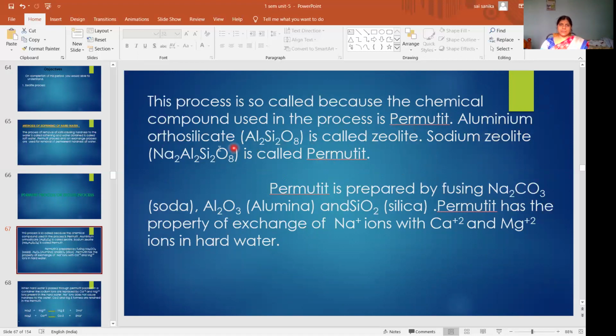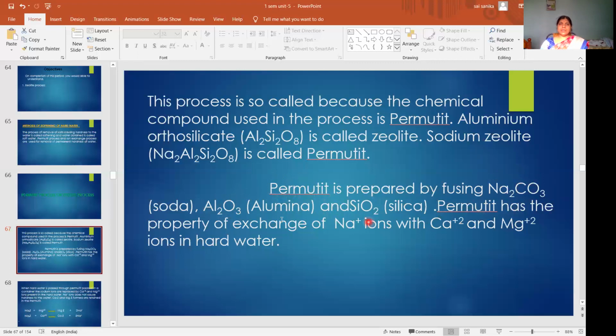What is the formula for sodium zeolite? Na2Al2Si2O8. And how is this permutit prepared? By fusing Na2CO3, sodium carbonate, that is soda, and aluminium oxide, Al2O3, and SiO2, silicon oxide, silica. By fusing all these, Na2CO3, Al2O3 and SiO2, we get a sodium zeolite called permutit.